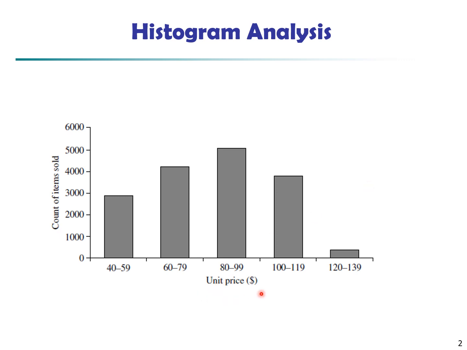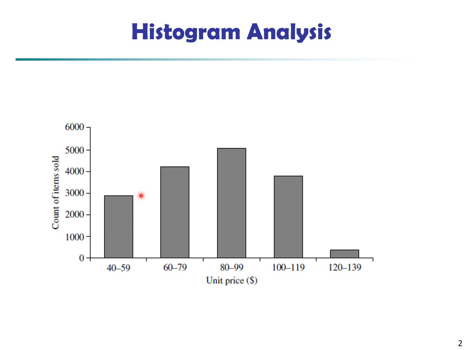variable, which is unit price here, and we want to create, or we usually divide the values into bins. So we say that the values from 40 to 59, from 60 to 79, from 80 to 99, from 100 to 119, from 120 to 139. So these are the bins. And each bin will show the count of items sold within these prices.